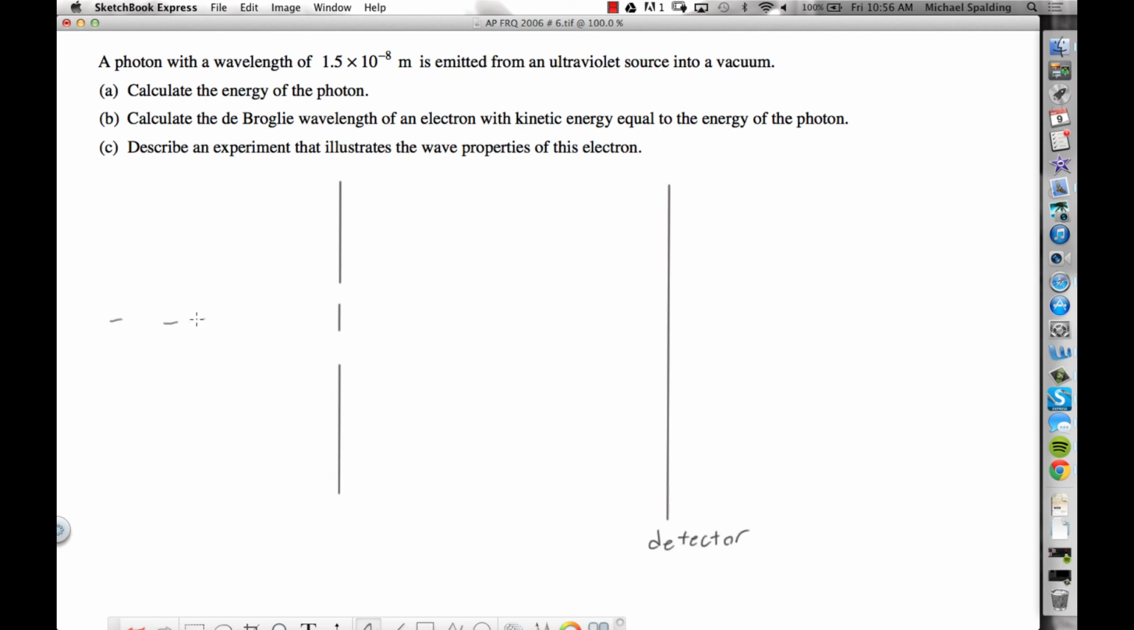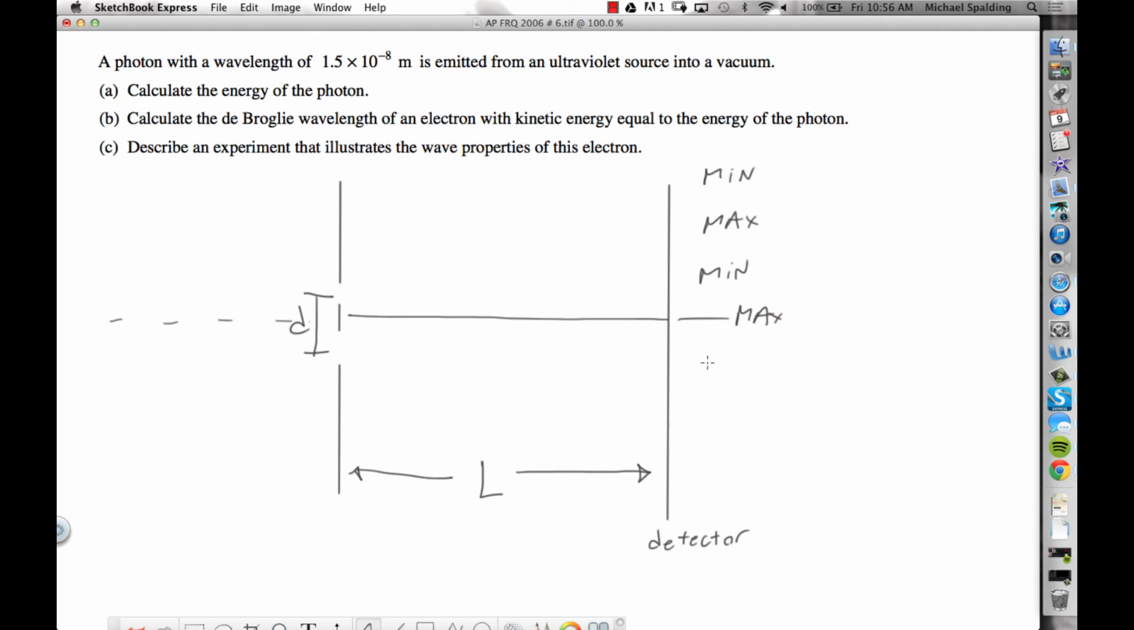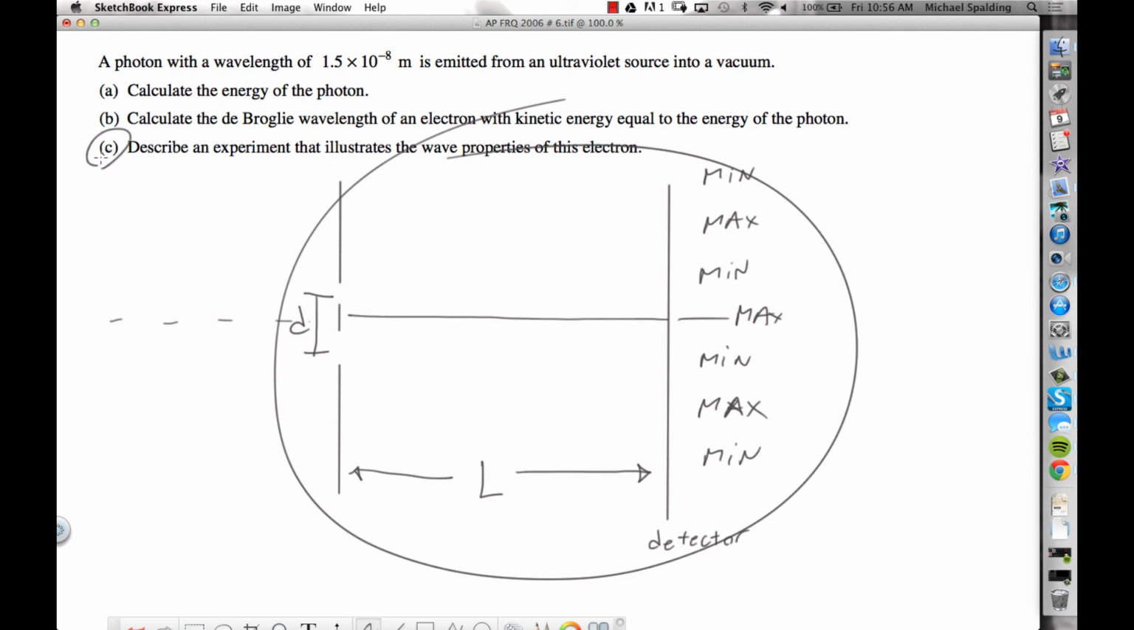So you have a beam of electrons that come in, and you're going to define your terms. The distance between the slits is d. From the slits over to the detector is L. And then you're going to get a pattern of maximum, minimum, maximum, minimum, because that's what waves do. Waves can interfere with themselves, right? So we talked about this, the double slit. You get this pattern of maximum, minimum, maximum, minimum.